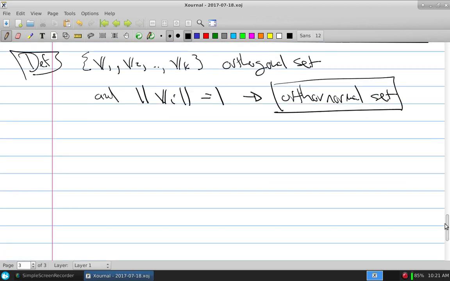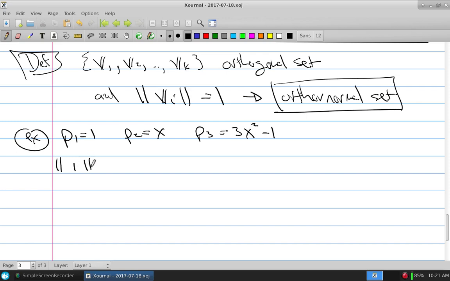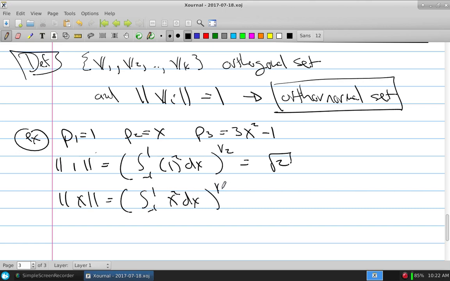So if we go back to our one example, P1 was 1, P2 was x, P3 was 3x squared minus 1. What's the length of 1? It's going to be equal to the integral from minus 1 to 1 of 1 squared dx, to the 1/2 power. Integral from negative 1 to 1, that's a rectangle of area 2, so that's just radical 2. What's the length of x? That's the integral from negative 1 to 1 of x squared dx, to the 1/2 power. What's the integral of x squared? 1/3 x cubed. Plug in a 1, I get a third. Plug in a negative 1, I get a negative 1/3. 1/3 minus a negative 1/3 is 2/3. Radical 2/3.